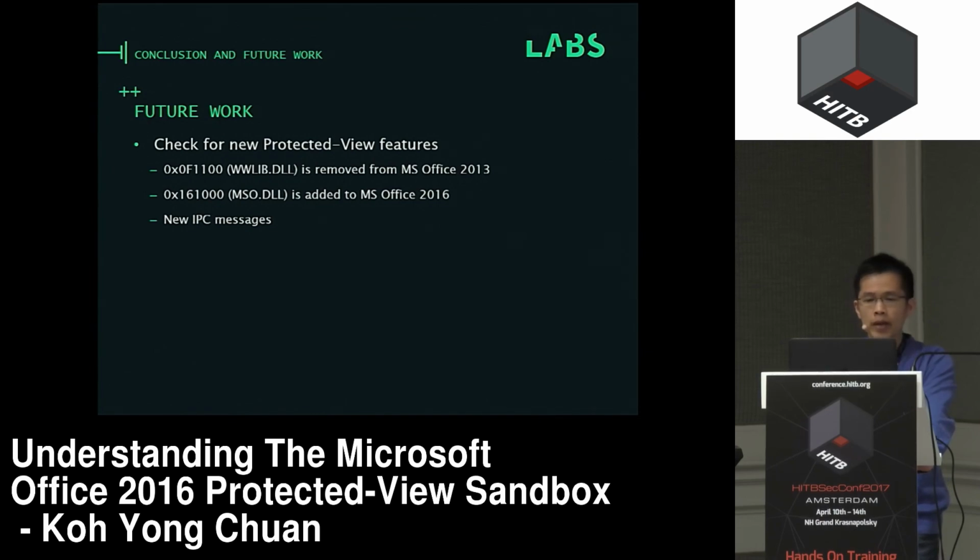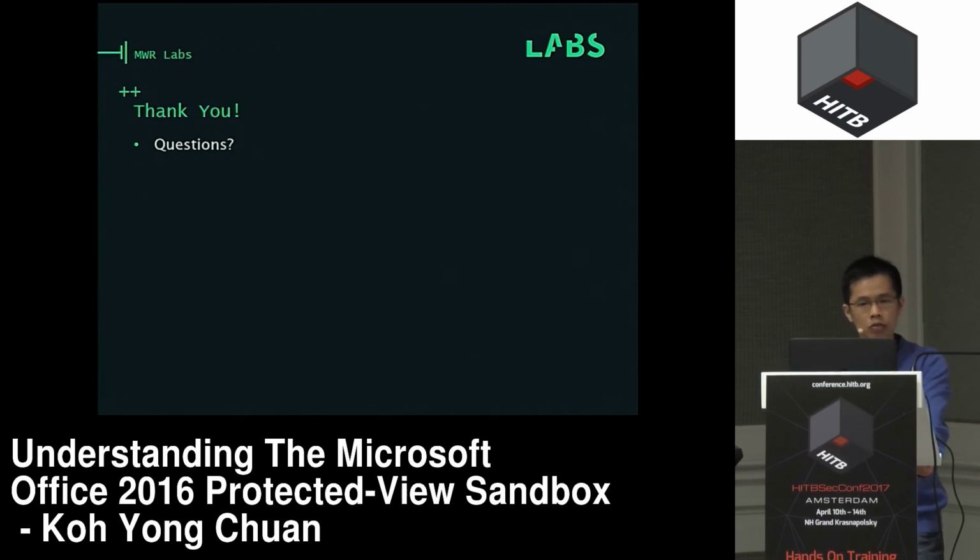So if I compare the protected view for Office 2013 and 2016, there are some new and some obsolete IPC messages, even though the number is still not high. So if you're interested in this, you can always check for new additions. So at this point, I'll end my talk, and I'll be happy to take any questions. Thank you.